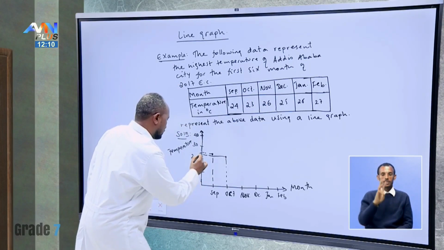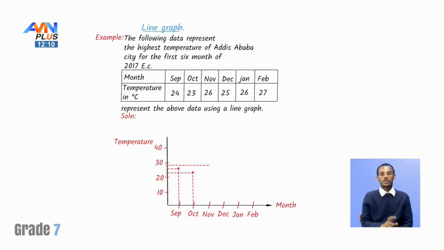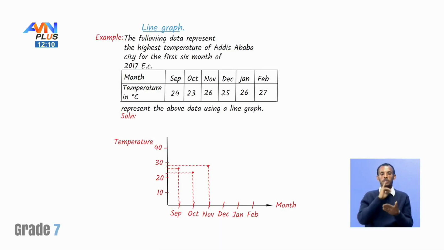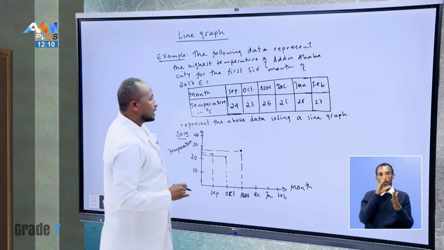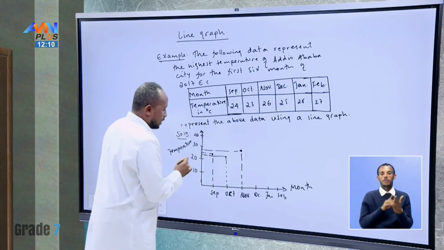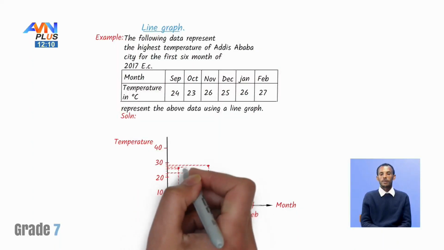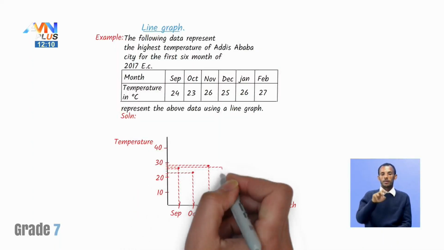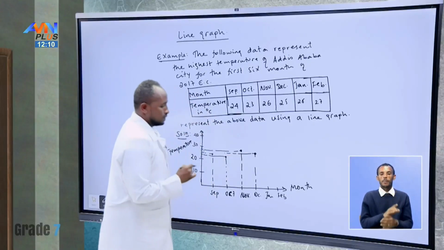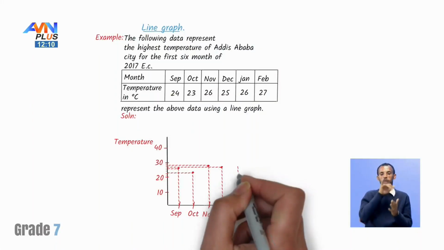Now, next, November. The temperature of November is 26. Therefore, 24, 25, 26 is here. This will be the temperature of November. Now, next to that, December is 25. So 25 is here. 24 is this one, so 21, 22, 23, 24, 25 is here. The temperature of December is here. Now the temperature of January, again it is 25, the same temperature.